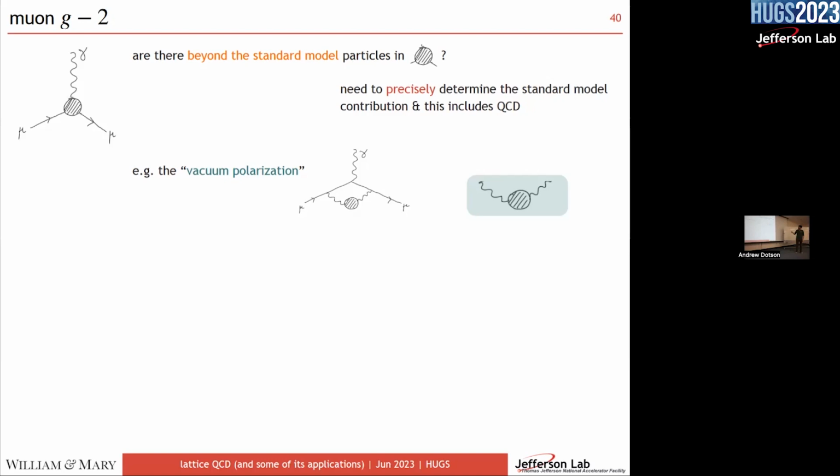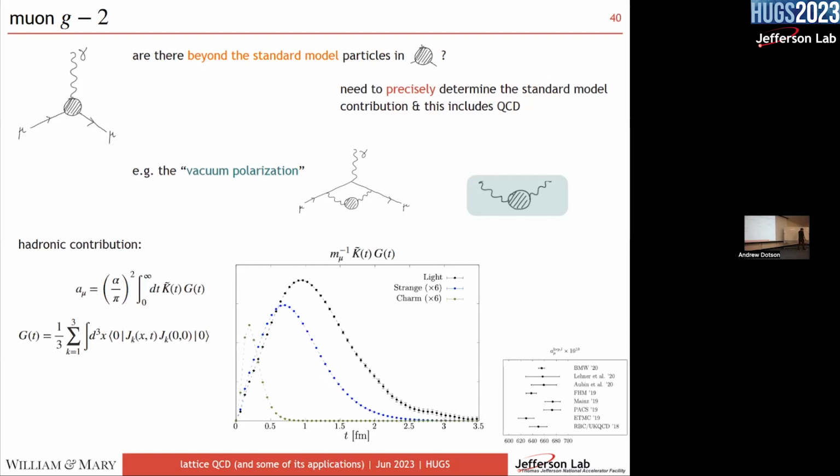And what can be inside this blob? Well, quarks and gluons, or hadrons, equivalently. So in order to compute the value of this blob, you need a non-perturbative method to handle QCD. And the lattice can do that. So there's a major industry right now in precisely computing the QCD contributions to diagrams that appear in the muon anomalous magnetic moment. And I don't want to linger too much on the details, but essentially, it boils down to computing a two-point correlation function, which the lattice is very good at.